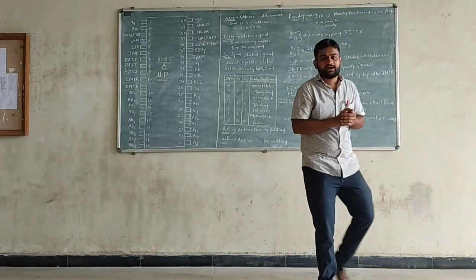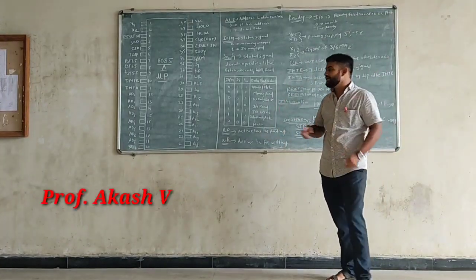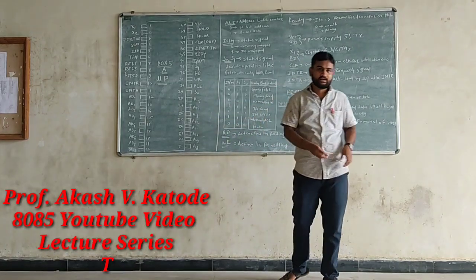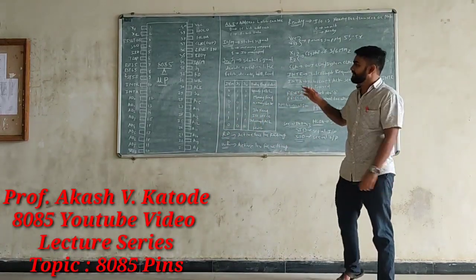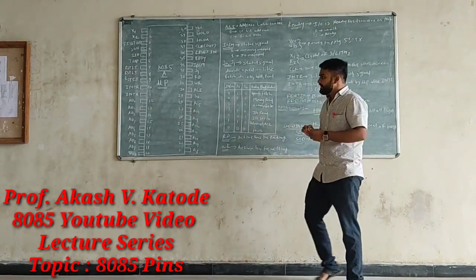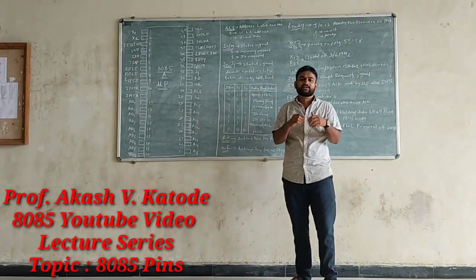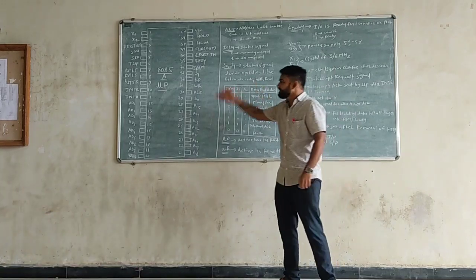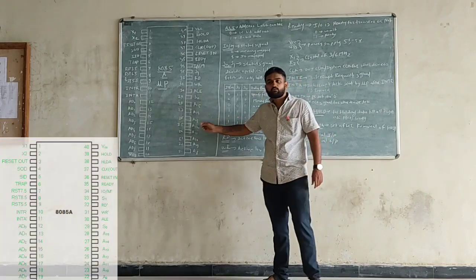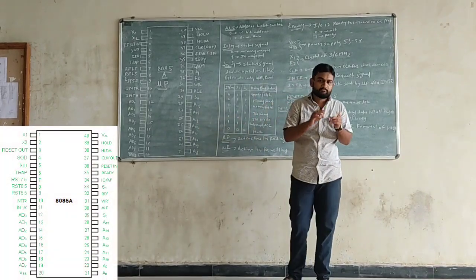Students, as we know in the earlier video lecture, we have studied the detailed architecture of the 8085 microprocessor. As we know, this microprocessor was designed by Intel Corporation in 1976. Now, in this video lecture, we are going to further discuss the pin description of the 8085. The 8085 microprocessor has a total of 40 pins.